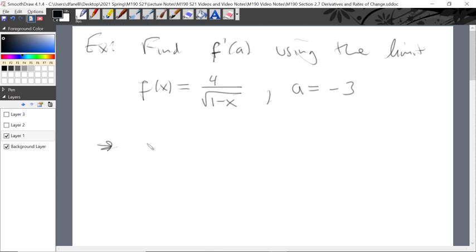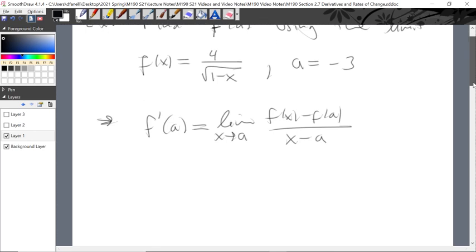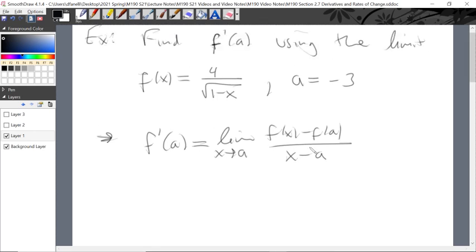Okay, so f prime of a, let's write down the formula in general. The f prime of a is the limit as x approaches a of f of x minus f of a over x minus a. That's not the only formula we had, but that's one of them.